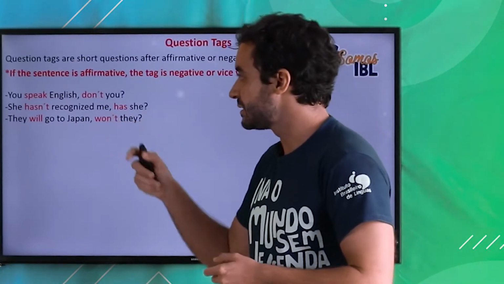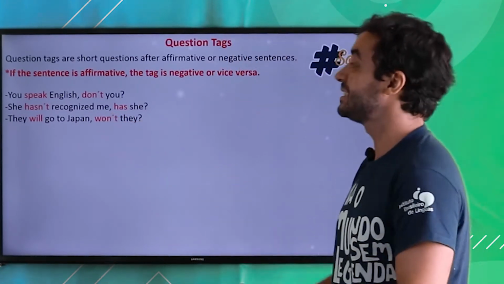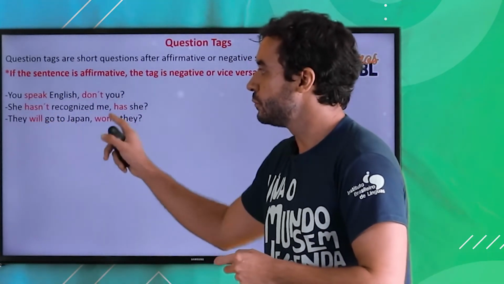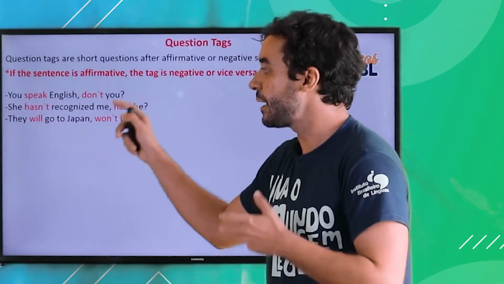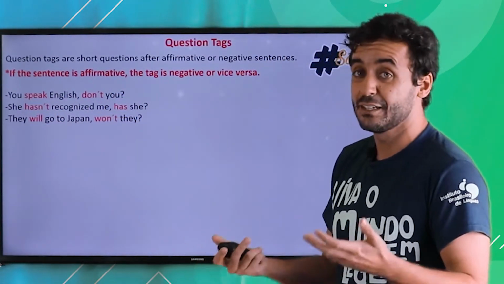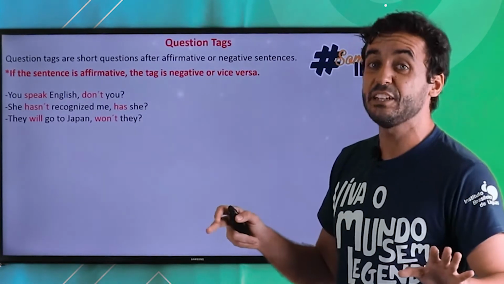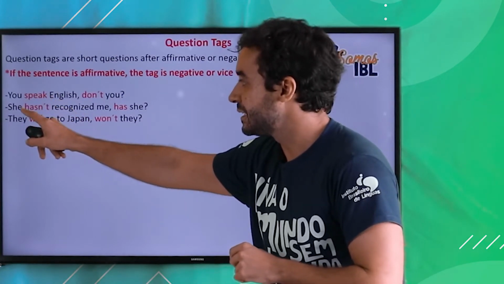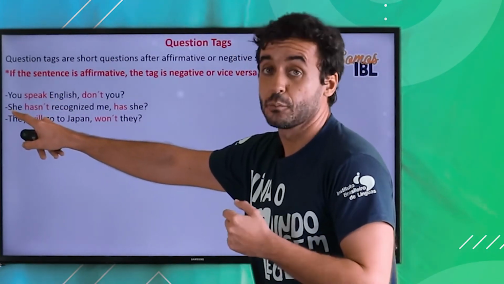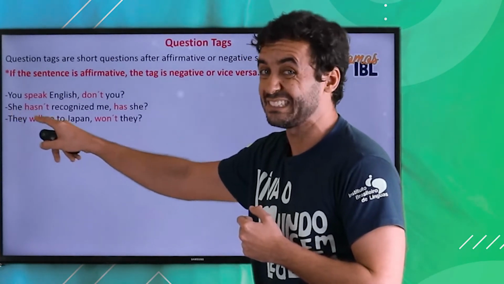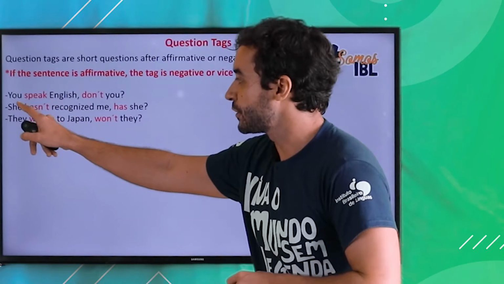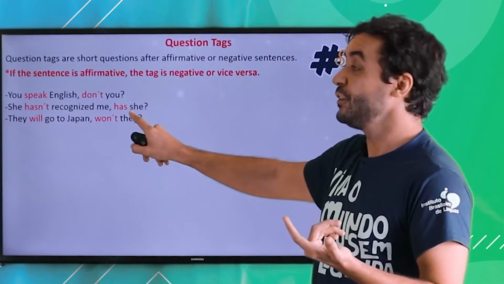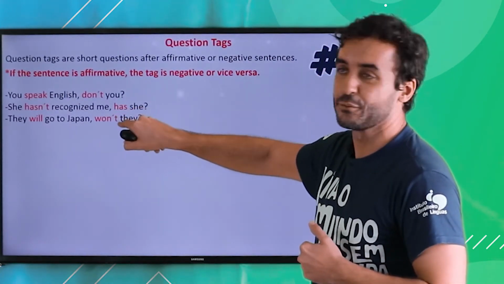For example, in this second example, we have he hasn't recognized me, has she, right? What time verb have we used here? We use, of course, present perfect. Now you are a PhD on that, basically, right? So of course, the auxiliary verb here is has. It comes from have, but we are talking about the third person, so it's has, right? So we use present perfect in the negative. So when we do the question tag, we have to deny, even though we use the same time verb, right?